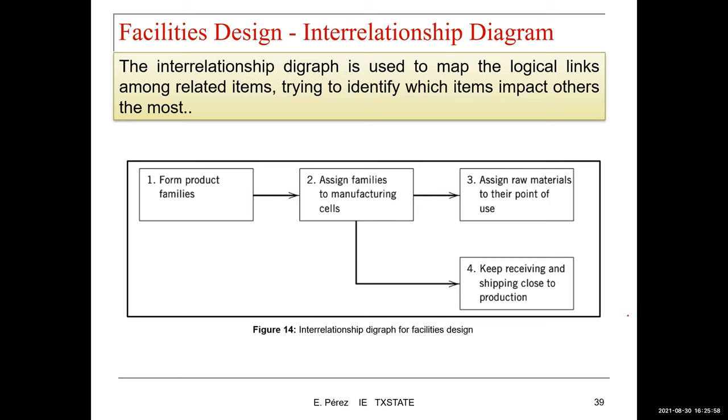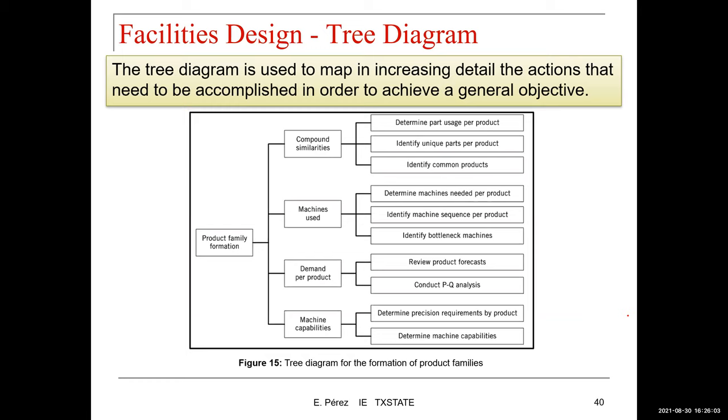A tree diagram. If you took probability and statistics, they talk about tree diagrams also. It's the same idea. Instead of using probabilities, we are using information. So the tree diagram is used to map in increasing detail the actions that need to be accomplished in order to achieve the general objective.